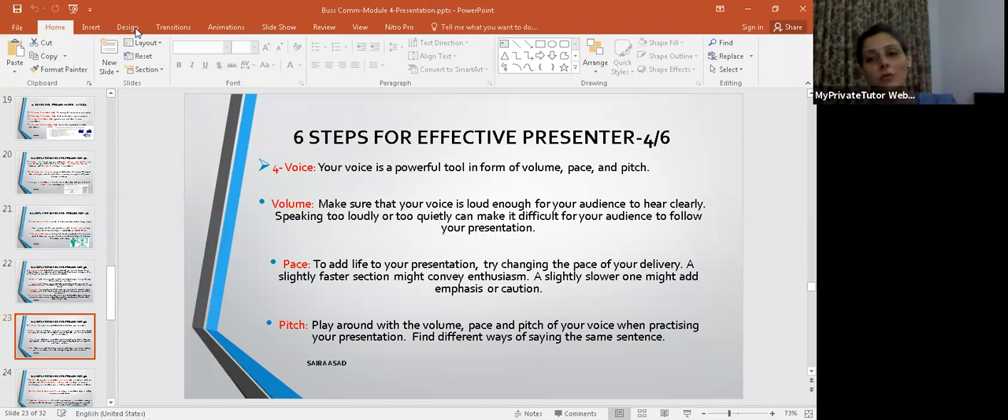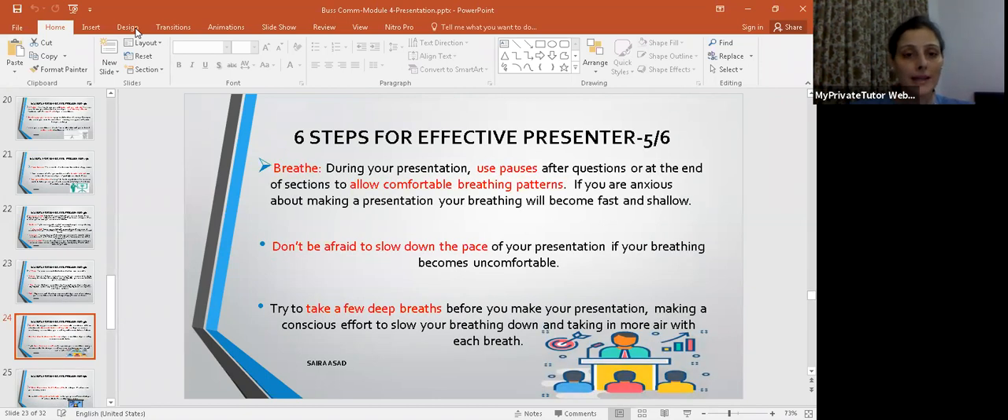It should not be too fast, nor too slow. Slower shows a cautious tone, so you should avoid this. Practice your pitch. That should be good enough. Make your audience understand. Find different ways of saying the different sentences. Practice is required here as well.